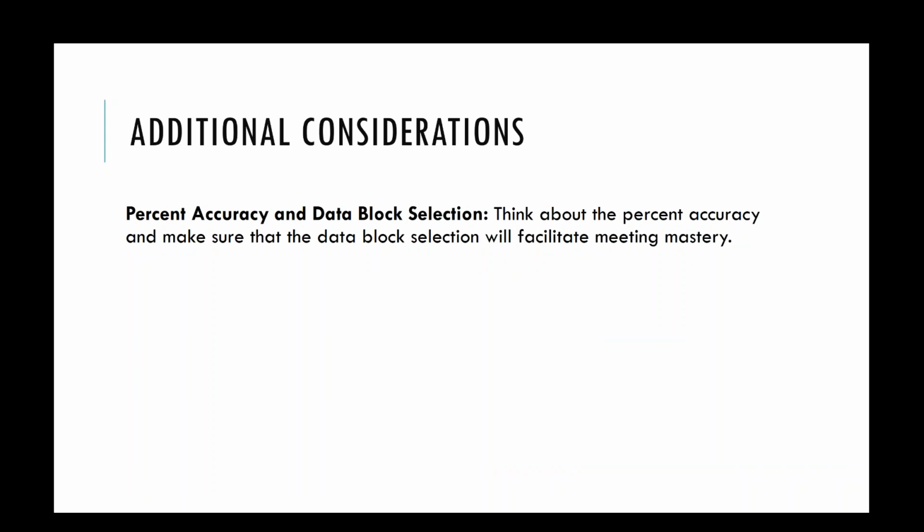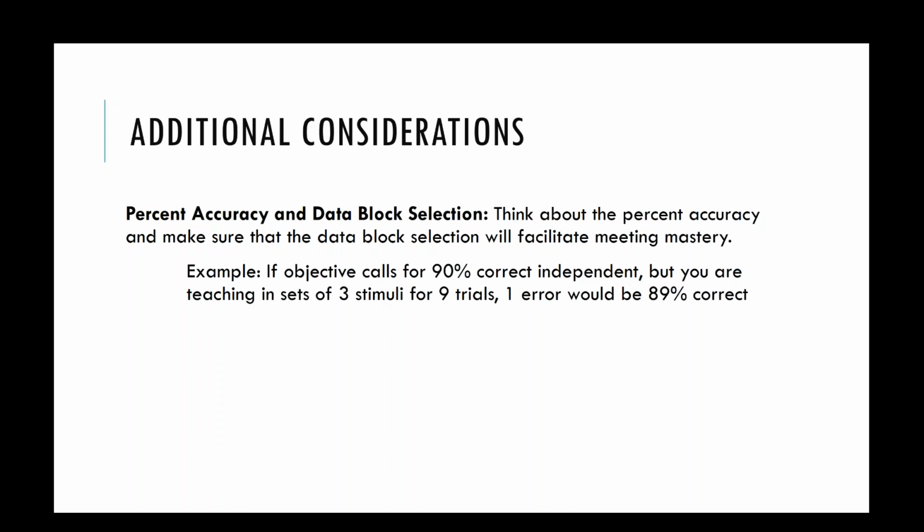Another consideration is with regards to your percent accuracy and data block selection. What you want to think about here is really what the lesson is going to look like trial by trial or in your session. So for example, if your objective is calling for 90% correct independent, but you're teaching in sets of three stimuli for nine trials, one error would be 89%. So you're not really going to allow for even one error. And in that case, you might as well set it at 100% accuracy required, and maybe that's what you intended. If not, and you want to let the learner have at least one error and still be able to pass, then you might want to change it to something that mathematically and in terms of what your teaching session really looks like makes sense.